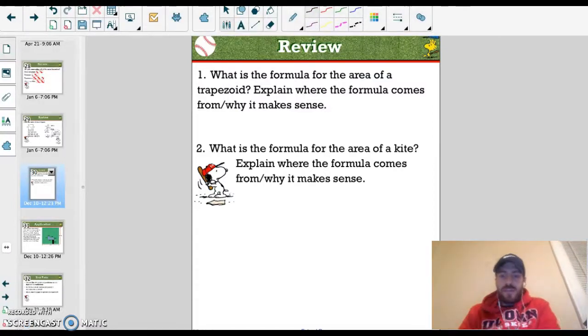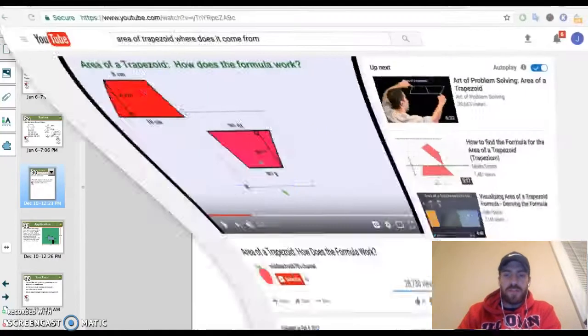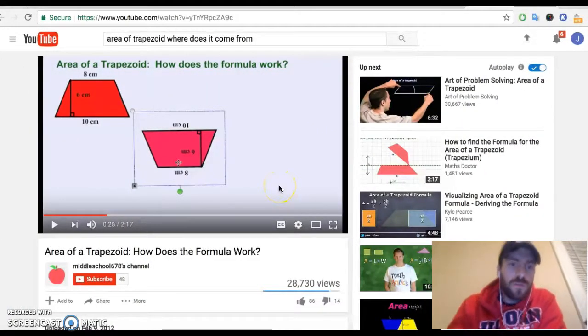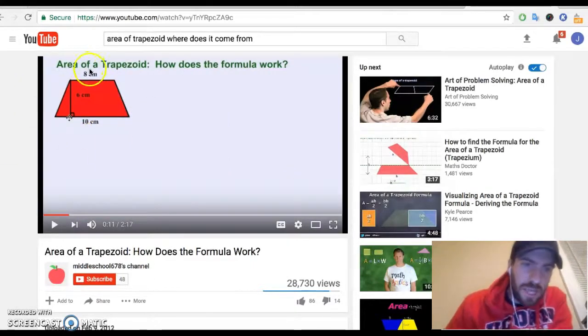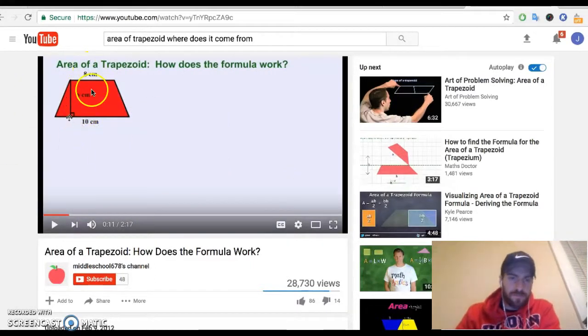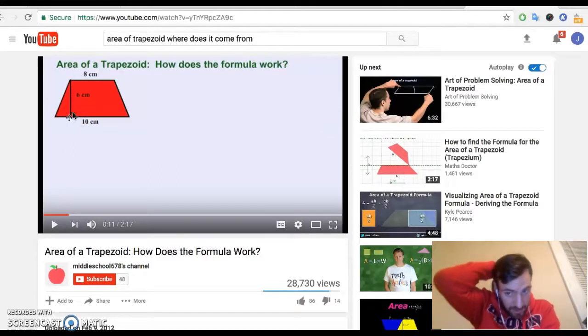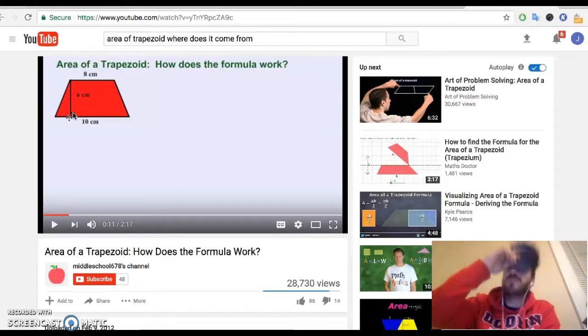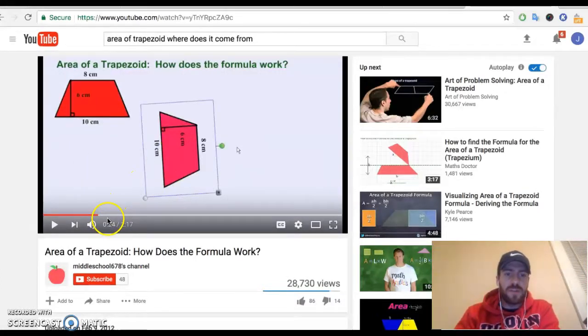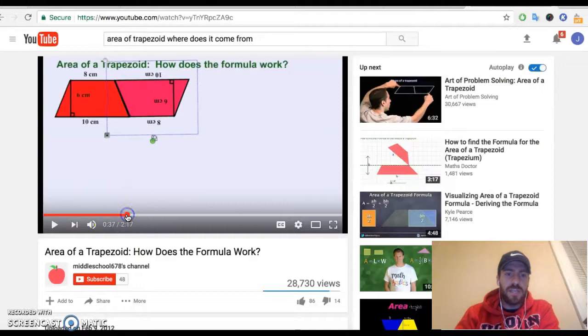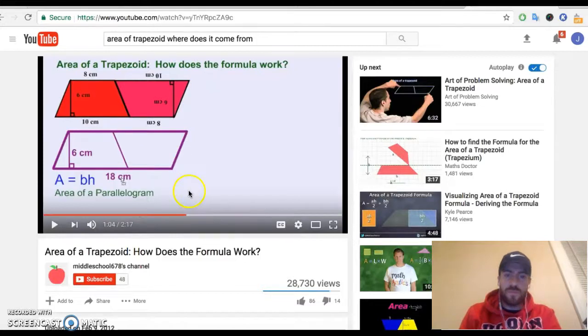Alrighty, let's look at the trapezoid first. So I'm actually going to show you this YouTube video. The trapezoid we were trying to find the area of is this 8, 10, 6 centimeter height trapezoid. Now what this person does in the YouTube video is they duplicate the trapezoid, rotate it, and then connect it so it forms a parallelogram. Remember, a parallelogram is just base times height.